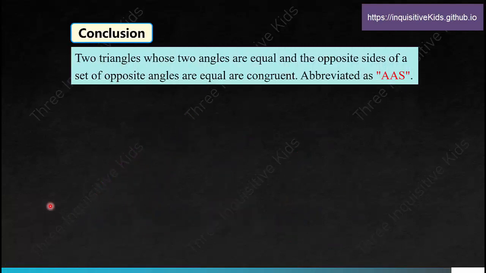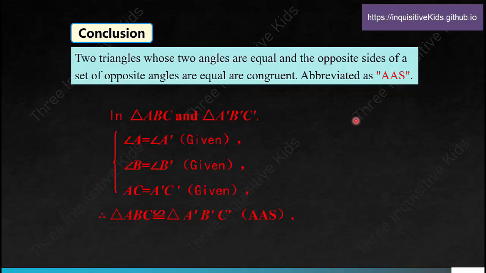So here's a conclusion. Two triangles whose two angles are equal and the opposite sides of a set of opposite angles are equal are congruent, abbreviated as AAS. So in triangle ABC and triangle A prime B prime C prime, this is an example. Angle A is equal to angle A prime. Angle B is equal to angle B prime. AC is equal to A prime C prime. These are all given. Remember the bracket? So that means that triangle ABC is congruent to triangle A prime B prime C prime because of the rule AAS.